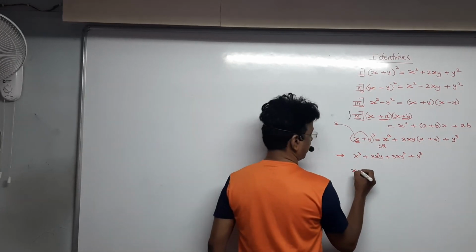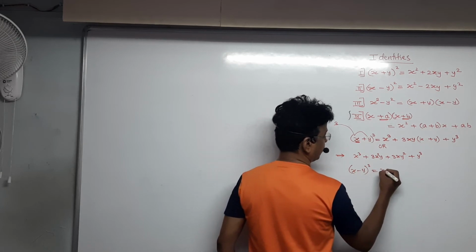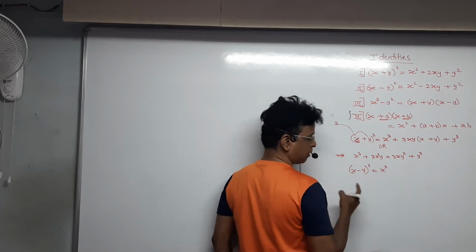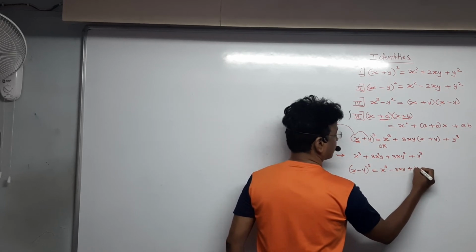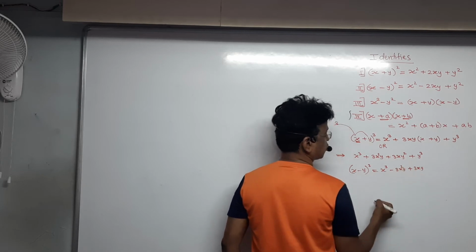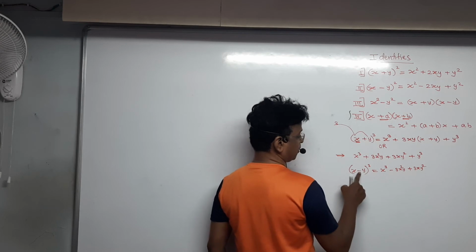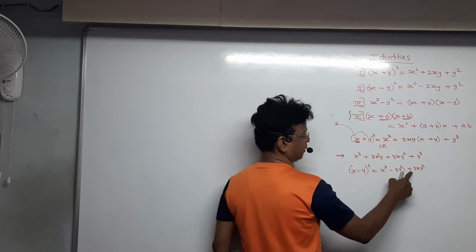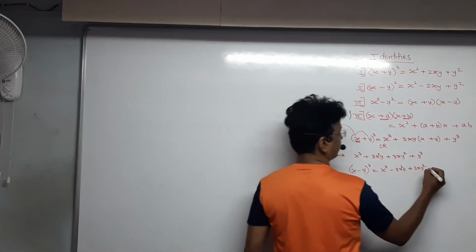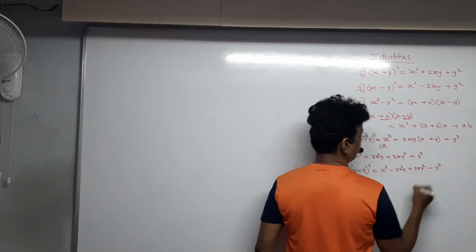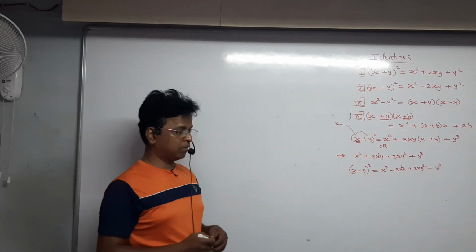Same if I go for x minus y the whole cube, then what will I write? I will take x cube. Now it is minus 3x square y, plus 3xy square. First time 3x square y, second time 3xy square, and remember exactly opposite: this is minus but this will be plus. First minus, second time plus, then again minus y cube. Plus minus plus minus. Are you getting my point?